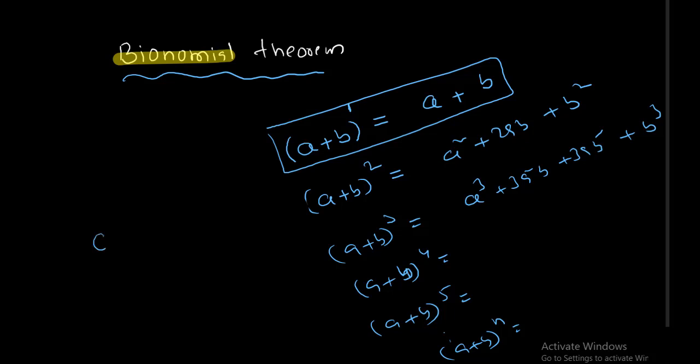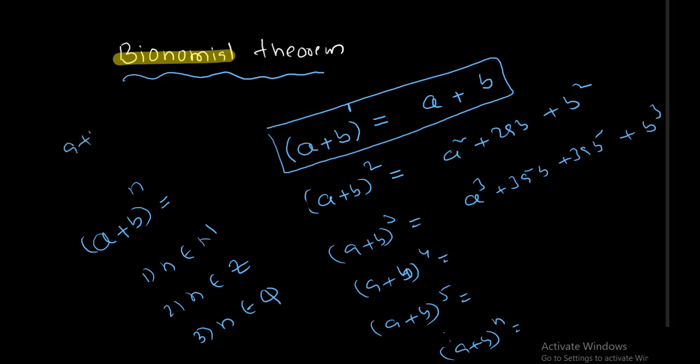That's why the binomial theorem is saying how to expand a binomial with exponent as a natural number, or exponent as a negative integer, or exponent as a rational number. Three cases. Case 1, n is a natural number. Case 2, n is an integer. Case 3, n is a rational number. So in all these cases, we will learn how to expand (a plus b) whole power n. Means if (a plus b) whole power minus 2 is given, how to expand? (a plus b) whole power 3 by 2 is given, how to expand? That says the binomial theorem.